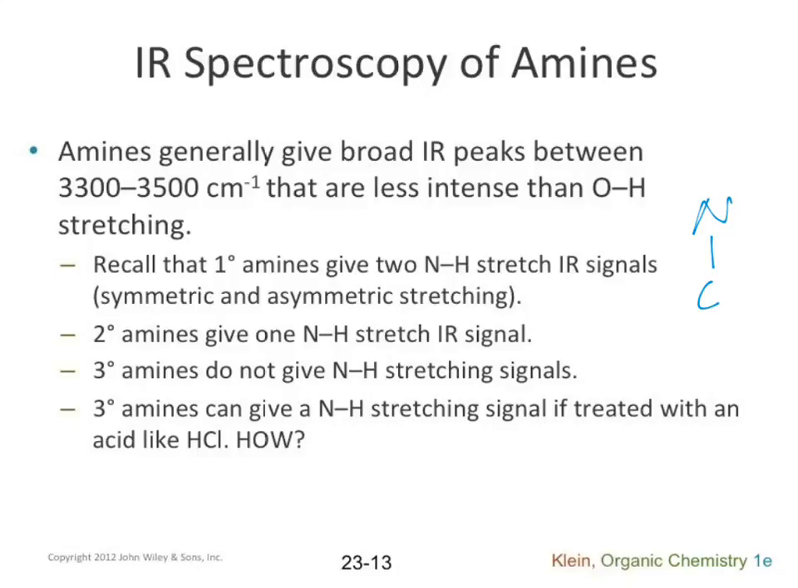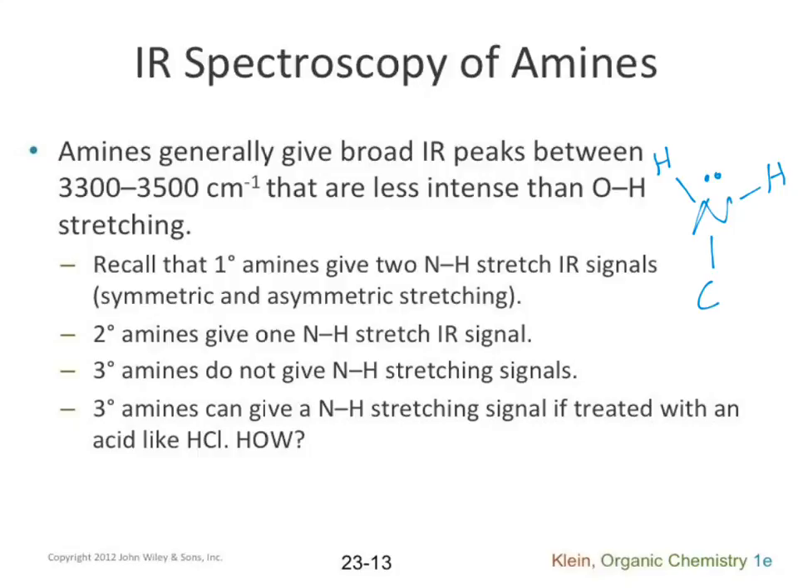How many hydrogens would be attached to that nitrogen then? 2. What we end up seeing for that primary amine is 2 peaks. We could compare it to saying 1 for each hydrogen. It's officially not the correct answer. It has to do with, again, how we're vibrating those bonds.